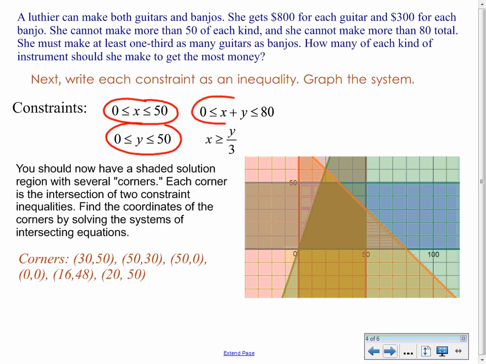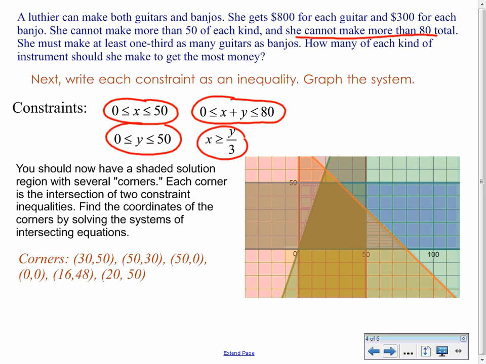This is the part where guitars and banjos together must be less than or equal to 80. She cannot make more than 80, so she can make up to 80, but no more than 80. And then she must make at least one-third as many guitars as banjos. Just check that, make sure. Some people may have it looking the wrong way, or they may have the inequality the other way. Give that a real good thought about why it's y divided by 3, why banjo is cut into thirds rather than guitars.